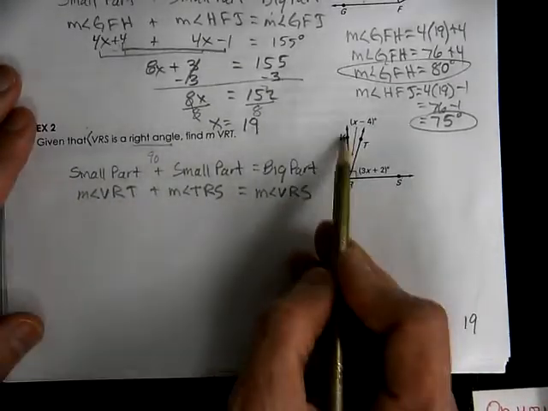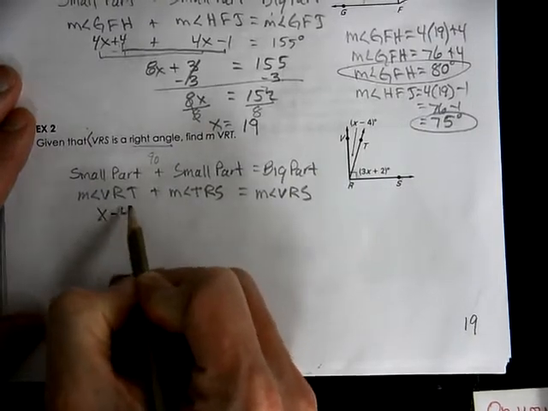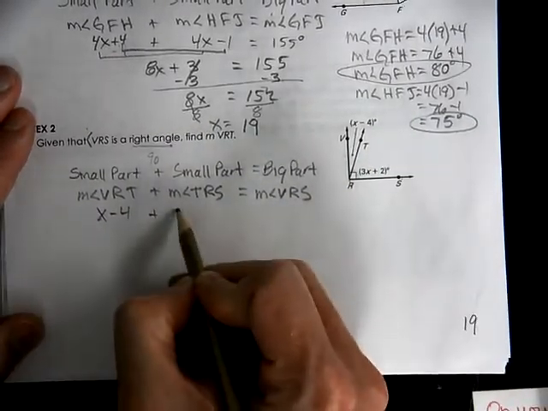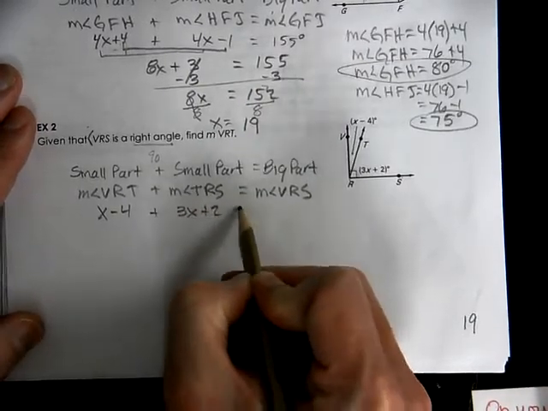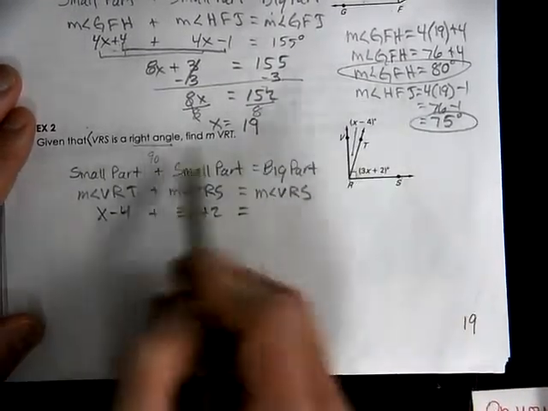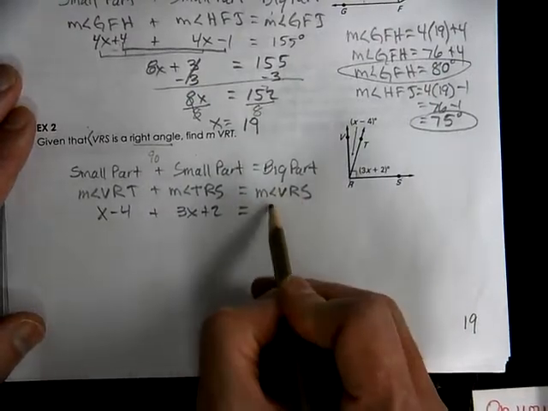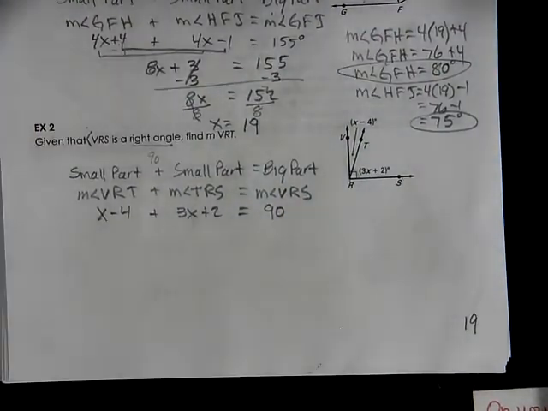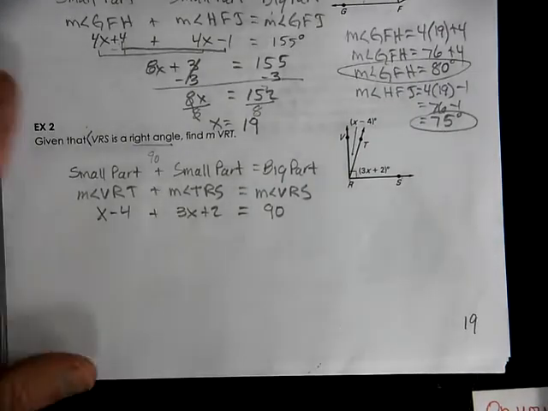So the measurement of VRT is x minus 4. The measurement of angle TRS is 3x plus 2. And we've realized that the right angle is going to give us our third bit of information. Now we've written our equation.